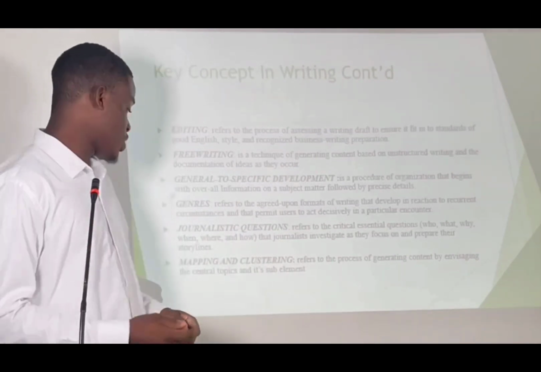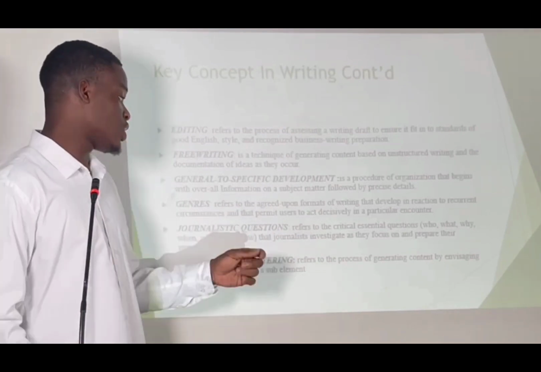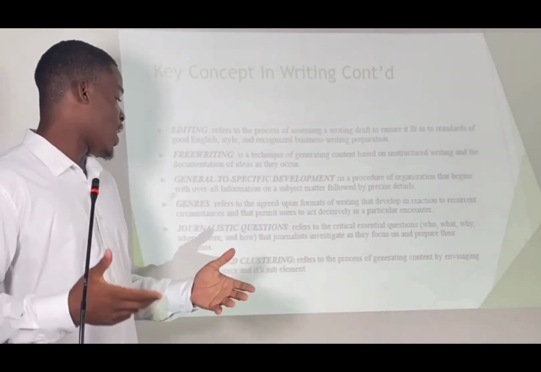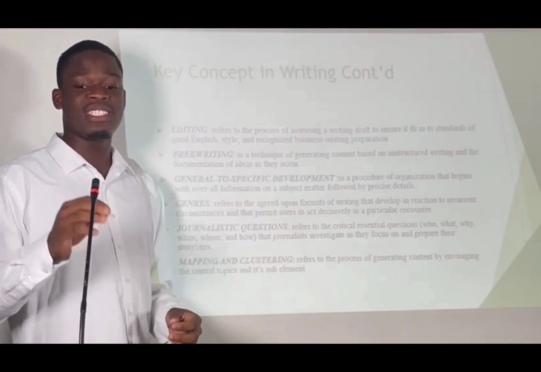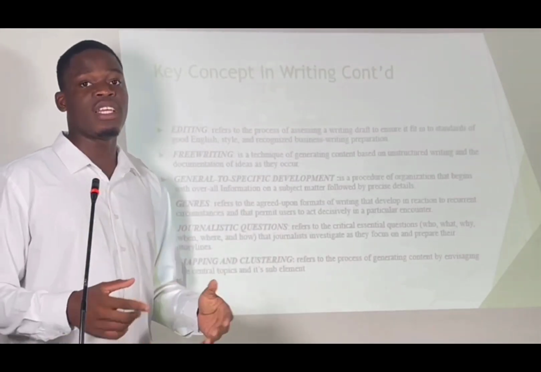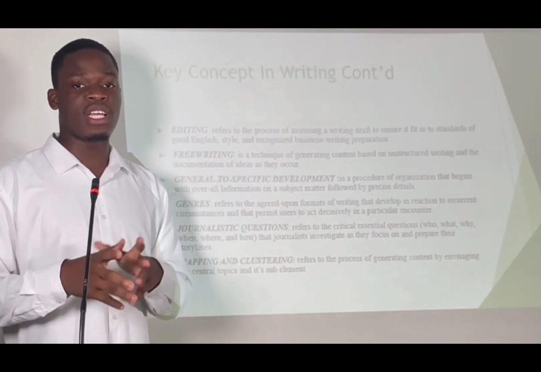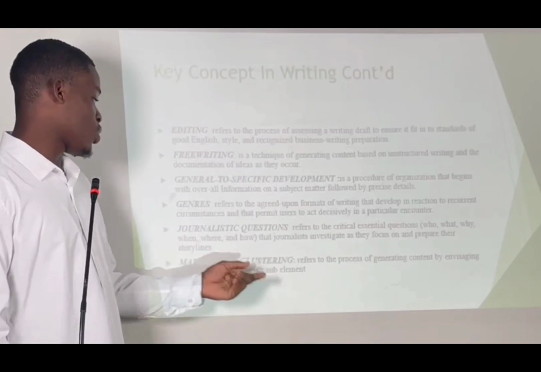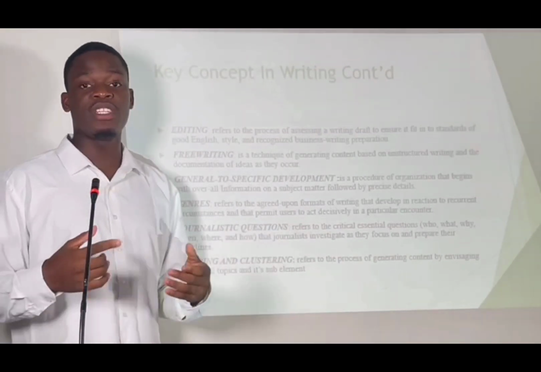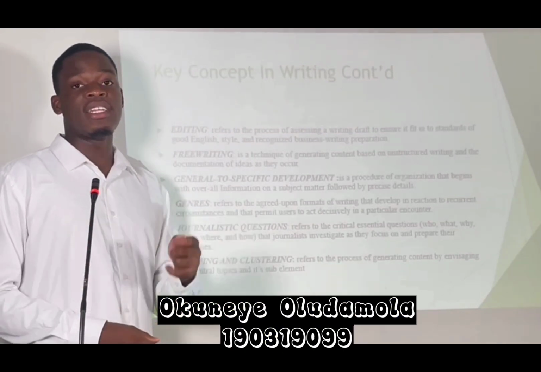Next, we have journalistic questions. Journalistic questions refer to critical, essential questions: who, what, why, when, where, and how, that journalists investigate as they focus on and prepare their storylines. It's also the format journalists use to create their news and their investigation. Lastly, we have mapping and clustering. This refers to the process of generating content by emphasizing the central topics and their sub-elements.